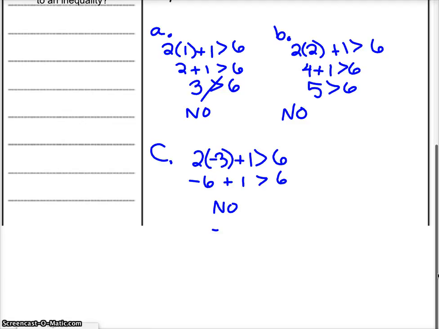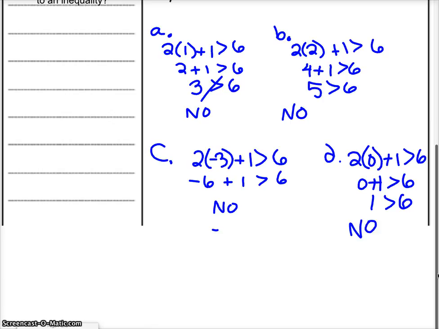And D is 0. Are all of these no? That's not always the case, just so you know. D, this I know is right. 0 plus 1, is that bigger than 6? 1 is not bigger than 6, so no, it's not a solution.